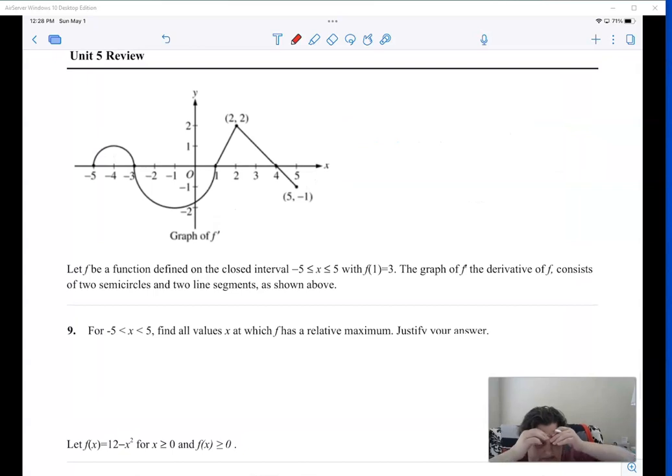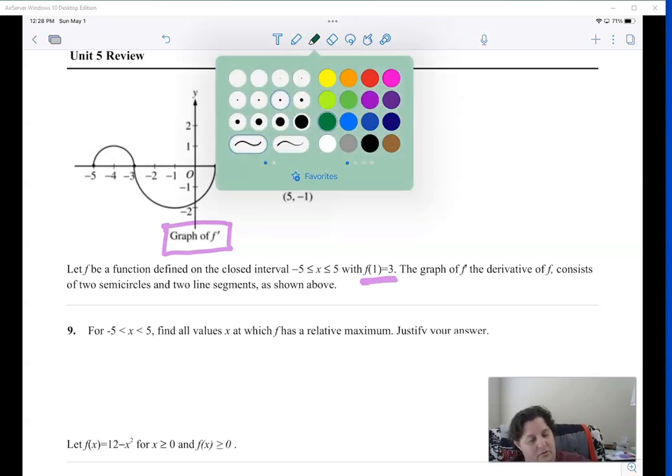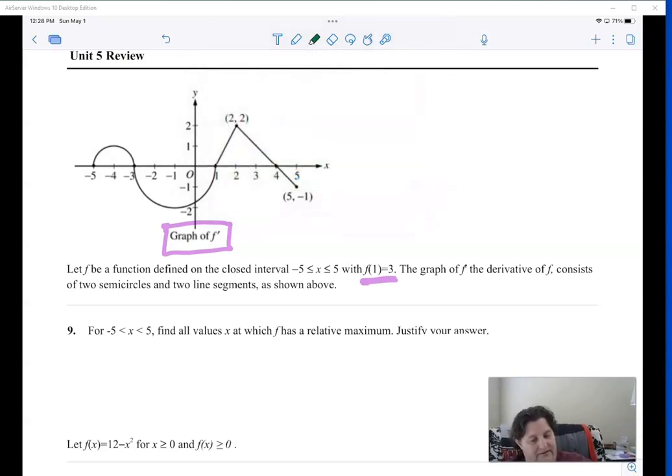All right, cool. Let's look at number 9. We got some semicircles and some lines. I need to make sure I know that this is the graph of f prime, and it tells me f of 1 is 3. That's good. The graph of the derivative consists of two semicircles and two lines. Find all values where f has a relative max.